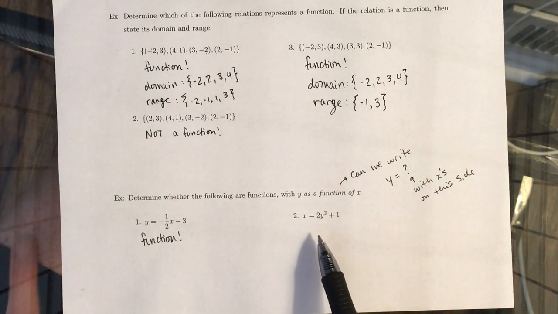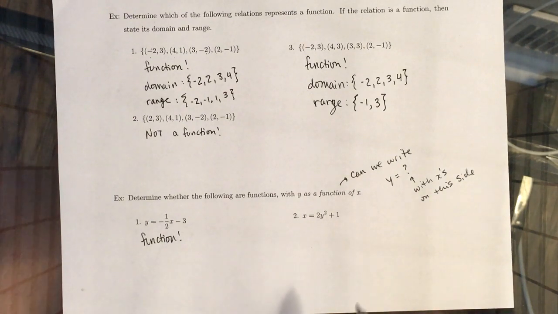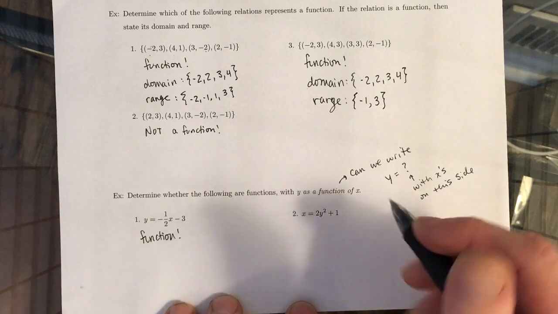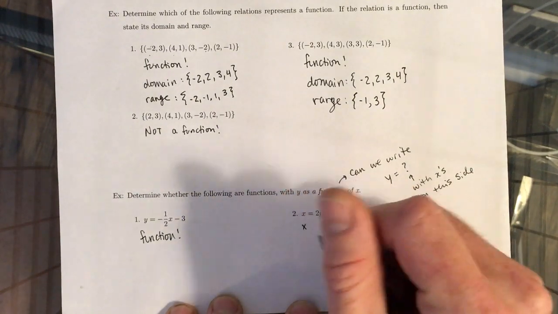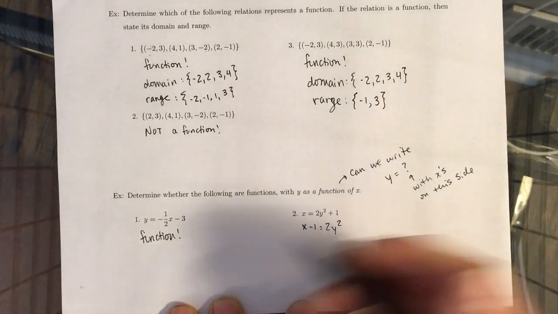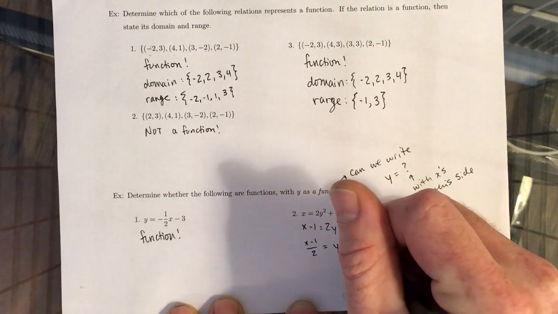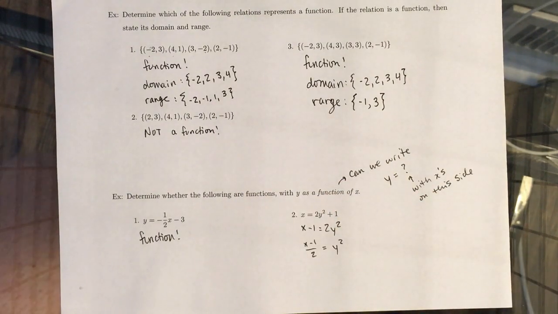Let's look over here. Can we solve for y in this equation? If we started to solve for it, we get x minus 1 equals 2y squared. We'll divide the 2 over, and we're left with a y squared, but we want y by itself. So to get y by itself, we have to introduce the square root.